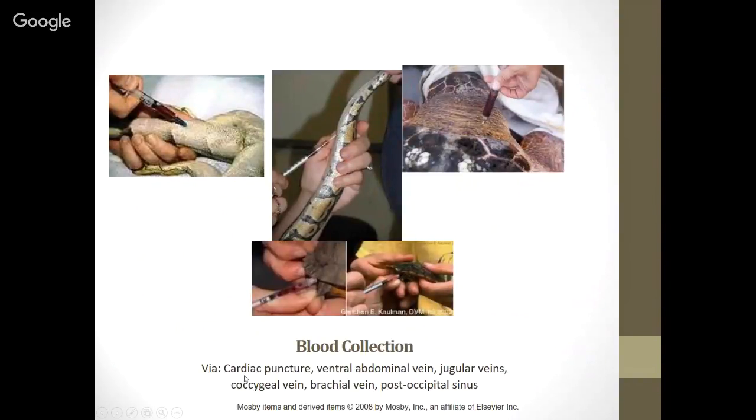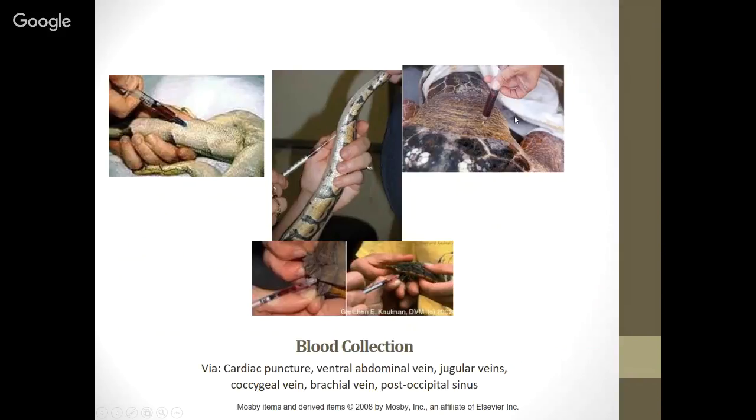Blood collection. How do we get blood? We get it through cardiac puncture. So that makes it really important to understand where the heart is in a snake. And look, here is a snake. The head is up here. Tail is down here. This is the first third of the snake. This is the second third of the snake. And there's the heart. Tail vein is very commonly used. The ventral abdominal vein can be used.